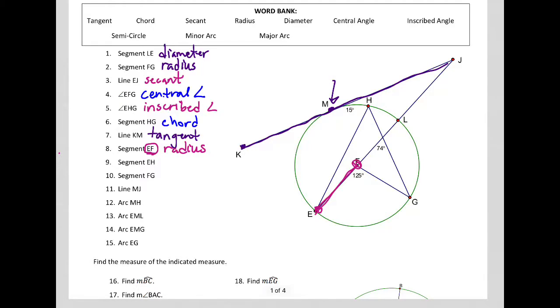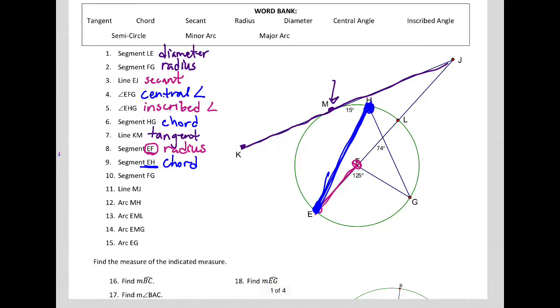So next we have segment EH. So from E to H, that starts at the edge of a circle, goes to an edge of the circle. Doesn't pass through the center, so it's not like a diameter or anything. It just connects 2 points on the circle. So that again is a chord.